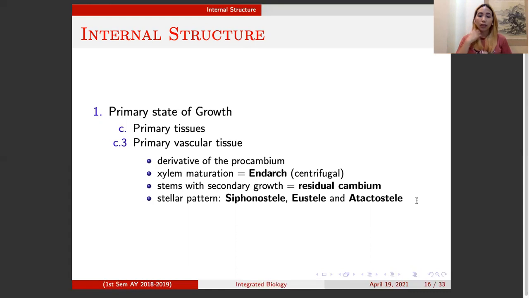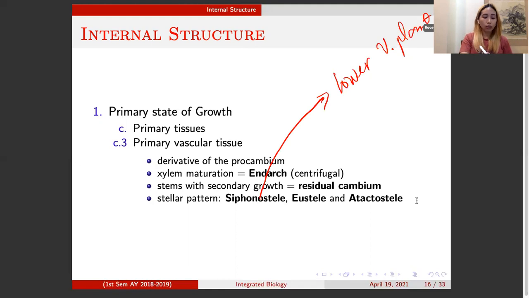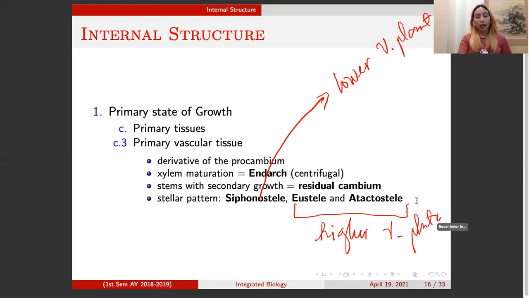We have Siphonostele, Eustele, and Atactostele. Now, Siphonostele is a stellar pattern that is seen in lower vascular plants. Now, Eustele and Atactostele are seen in higher vascular plants. However, Eustele is a characteristic stellar pattern of dicot.